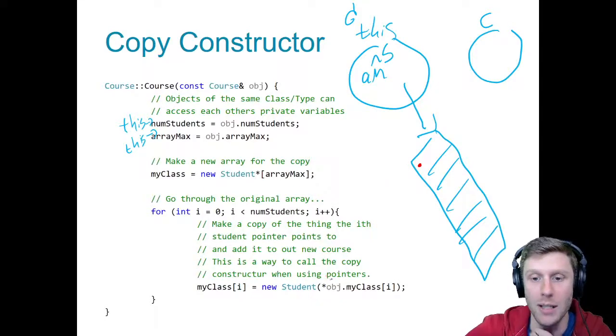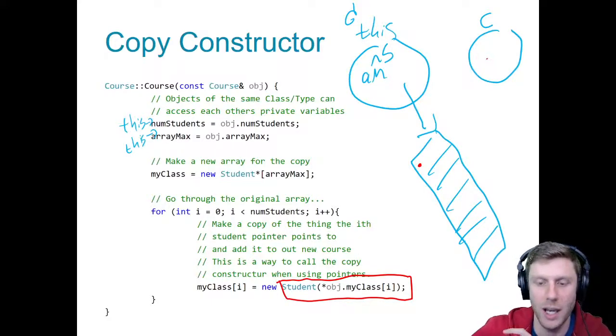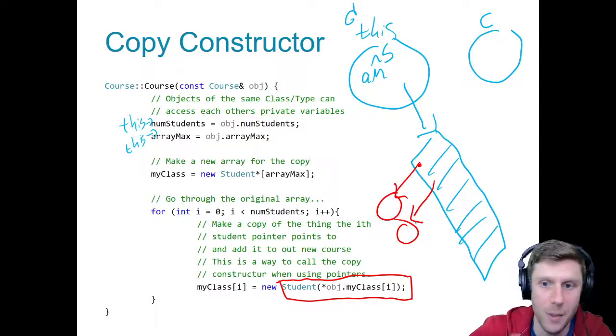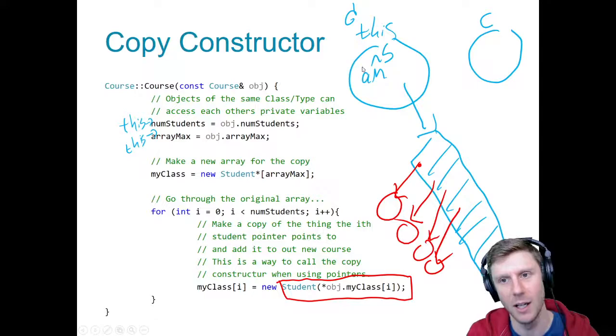Well, make a new student and, hey, look at this. This is actually calling the student's copy constructor. This is the student's constructor, and we'll see that we're giving it a student from object. So we're saying, okay, object, go to location i of your array of students, and then call the new constructor to make a copy of it, and then have my class at i point to it. And we're going to do that all the way up to num students. So again, this is a very deep copy. And then we're in great shape. That's all we need. So now we've got a complete copy.